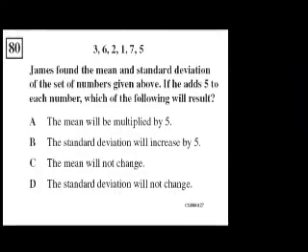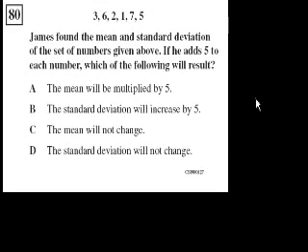Next problem. James found the mean and standard deviation of the set of numbers given above. If he adds 5 to each number, which of the following will result? All right, if you add 5, the mean will be multiplied by 5. No, that's not right. Because if you add 5 to each of these numbers, the mean will just become 5 bigger, right? You're kind of just shifting over the center, where you're measuring the center by the average, over 5. Actually, I could show it to you.